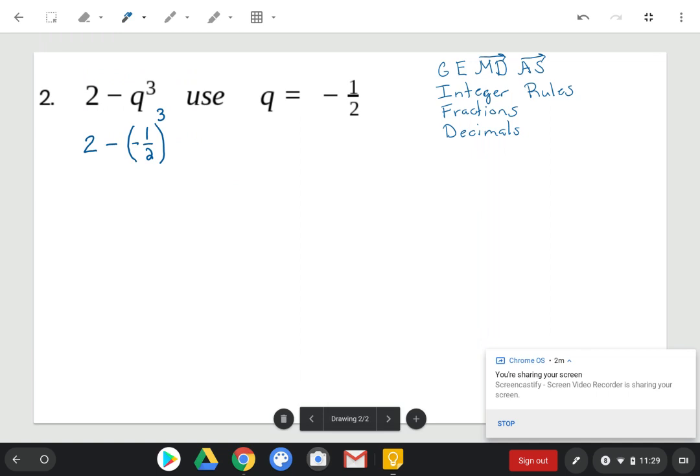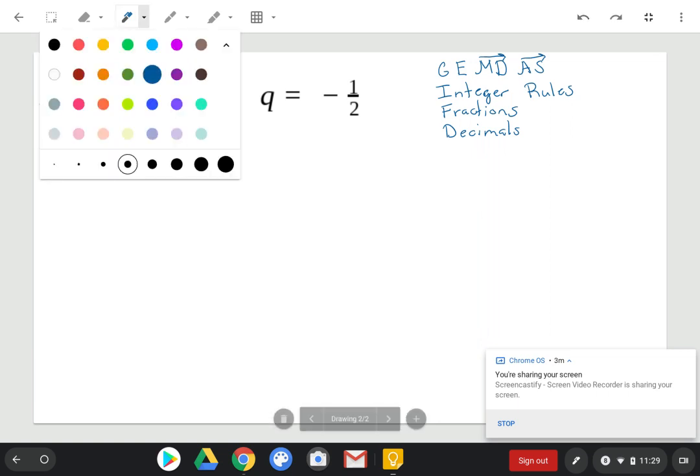Okay, so let's look at GEMDAS. The first thing we're looking for are grouping symbols inside of which there is something to do. We do have parentheses, but in this occasion, they are not considered grouping symbols because there's really nothing to do to that fraction negative 1/2. So we're going to move on to E, which is exponents. And we do have exponents that we need to take care of. And the exponent is negative 1/2 to the third power.